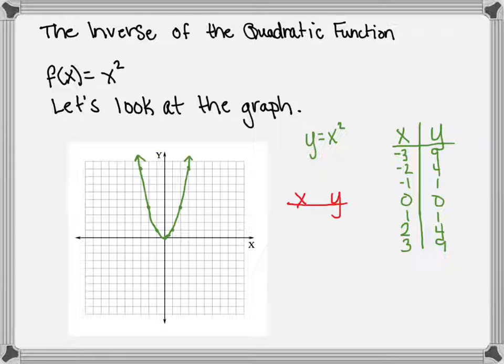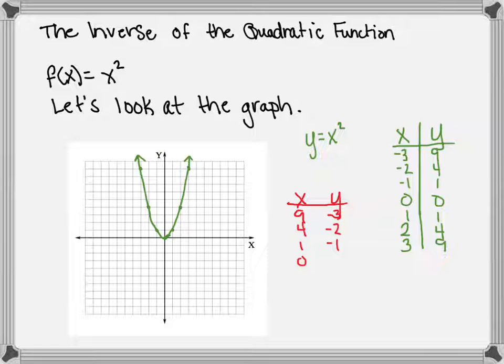Okay, now let's look at the inverse. And if you recall, if we're given a table of values, we can find the inverse by swapping the x and y values in the table. So instead of negative 3, 9, we'll swap them around and get 9, negative 3. Negative 2, 4 swaps around to become 4, negative 2. Negative 1, 1, swapping the values, we get 1, negative 1.